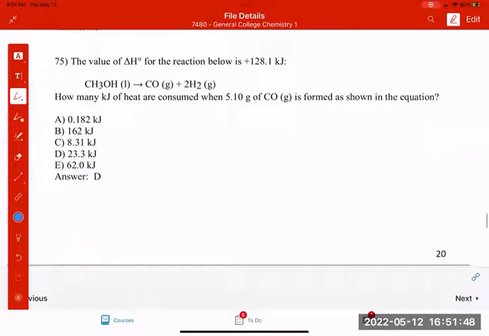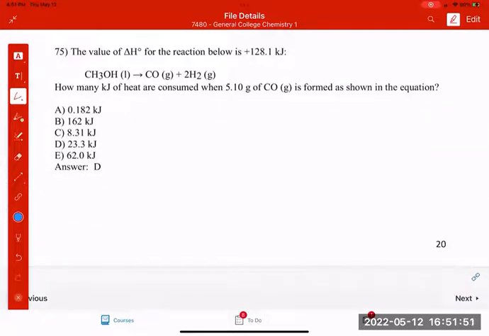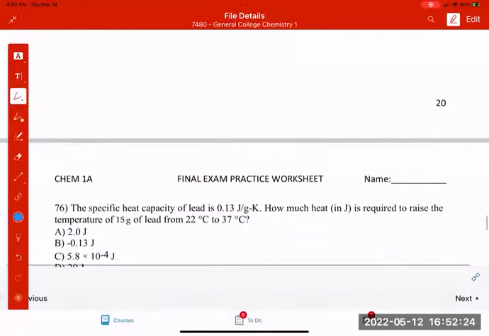Next, the value of delta H for the reaction below is this. How many kilojoules are consumed when 5.10 grams of, same story. Here it's the same story. In this case, you have 128 kilojoules as a reactant. When the delta H value is positive, that means it's endo. Same thing: find the moles of carbon monoxide, and then you do the same way as we have set it up.